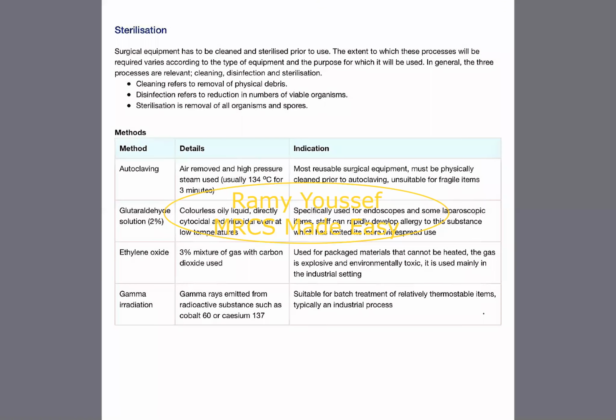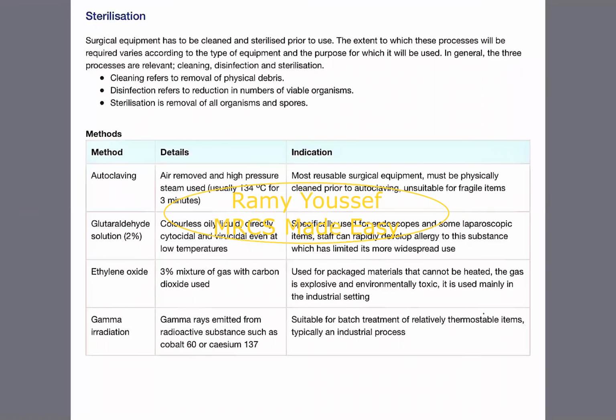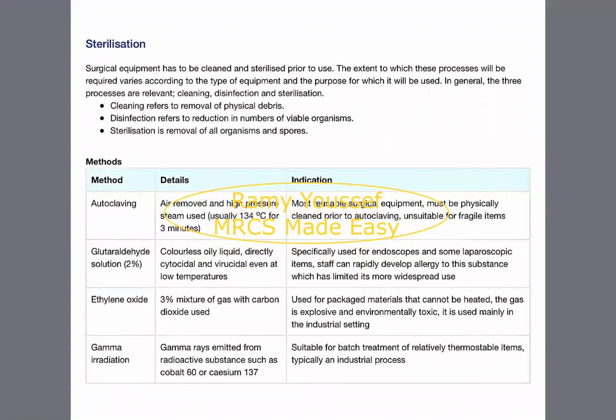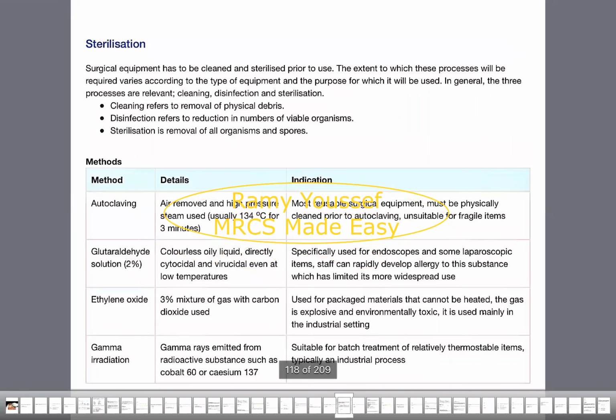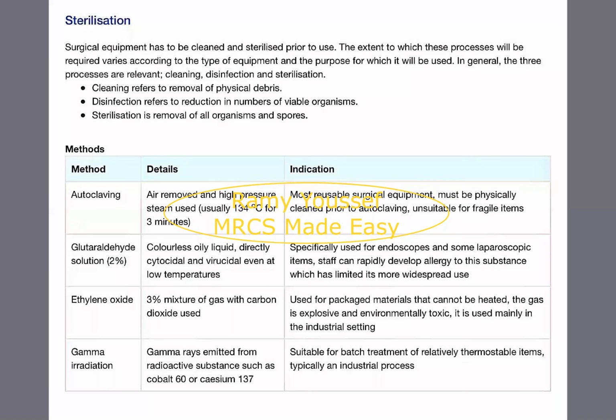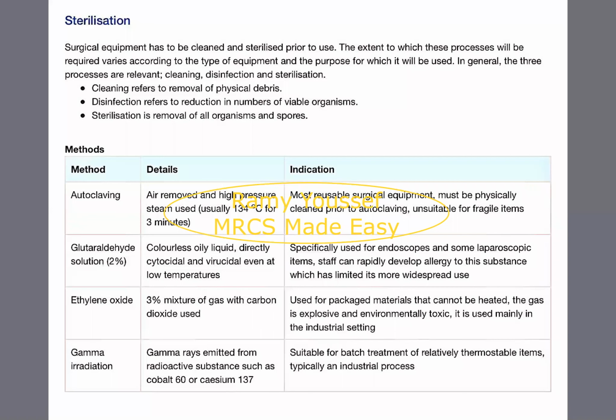This is the difference of sterilization: autoclave for reusable surgical equipment, and this maybe resembles most of our use in surgery. Glutaraldehyde, we have some questions about, and this will be about endoscopes and some laparoscopic equipment. Not all laparoscopic equipment, but we use endoscope, and for some laparoscopic equipment we use glutaraldehyde. 2% glutaraldehyde. Yes.